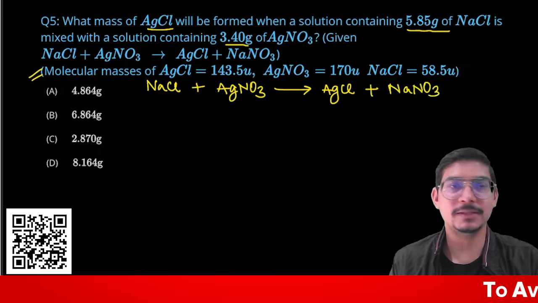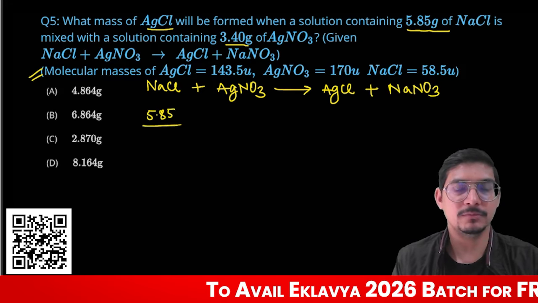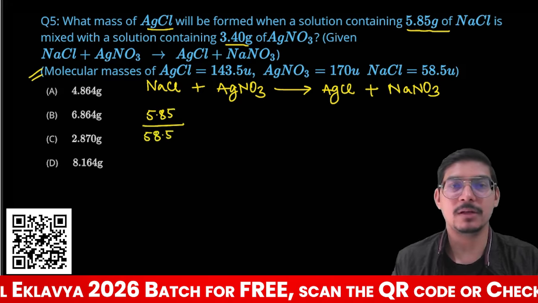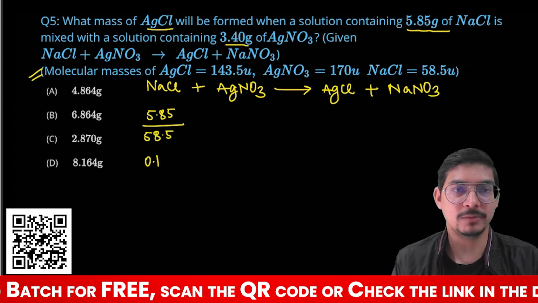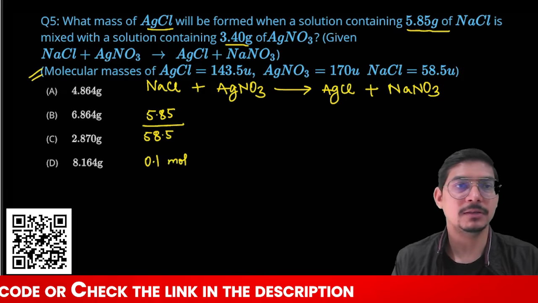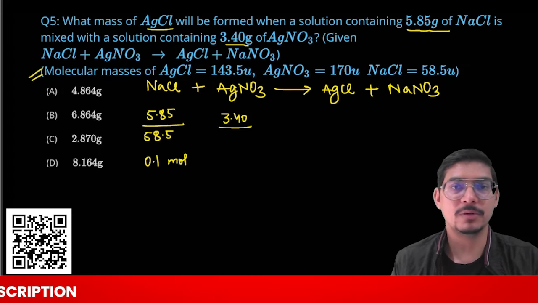The mass of NaCl given is 5.85. If we divide it by the molar mass of NaCl, which is 58.5, then we find out that the number of moles of NaCl is 0.1 mole. Similarly, doing this calculation for silver nitrate, the mass is given to be 3.40 and the molar mass of silver nitrate is given to be 170.